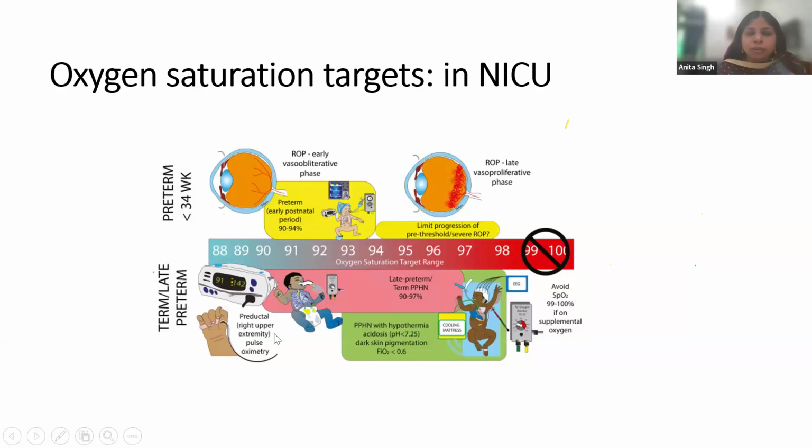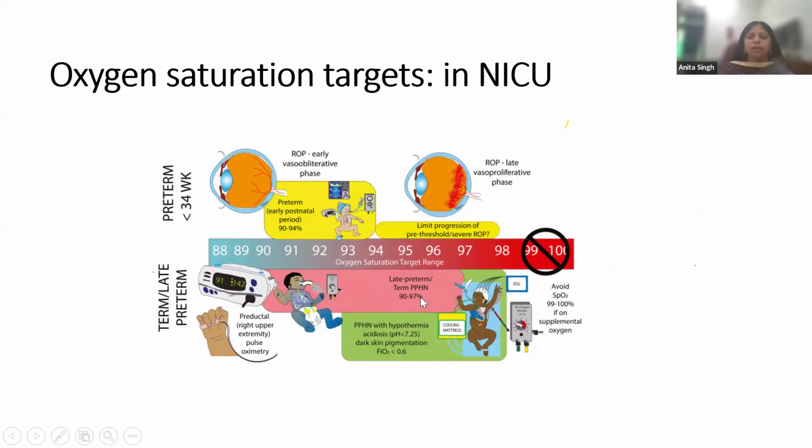Then again, for routine neonatal care, what should be the target? It is now pretty clear that it has to be 90 to 95%. That's why the oxygen saturation alarm limits are around 88% for the lower limit and more than 95% for the higher limit. In a few cases of PPHN, up to 97% of oxygen.